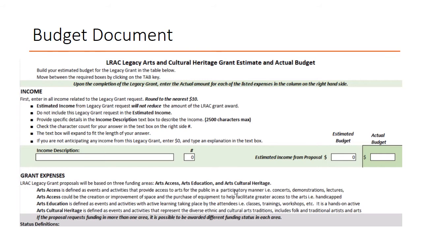Each section does have some instructions and information that we ask you to read carefully, as some information may change from time to time. Starting at the top, the income section is fairly straightforward, asking only for the estimated total of your income for the project, and a description of what your plans for income are, if any. Please give details on how you come up with your estimated numbers. Income is not required for Legacy grants.